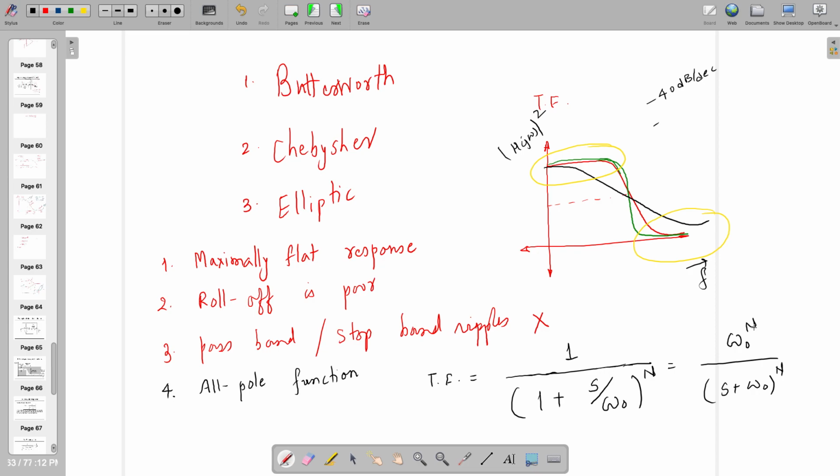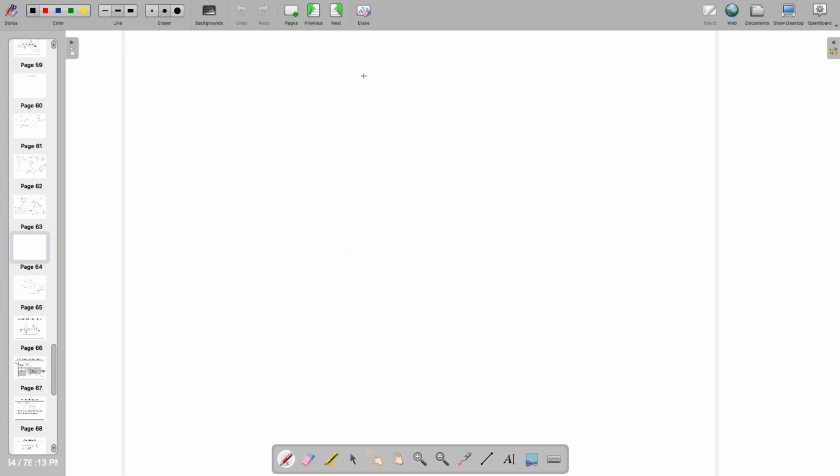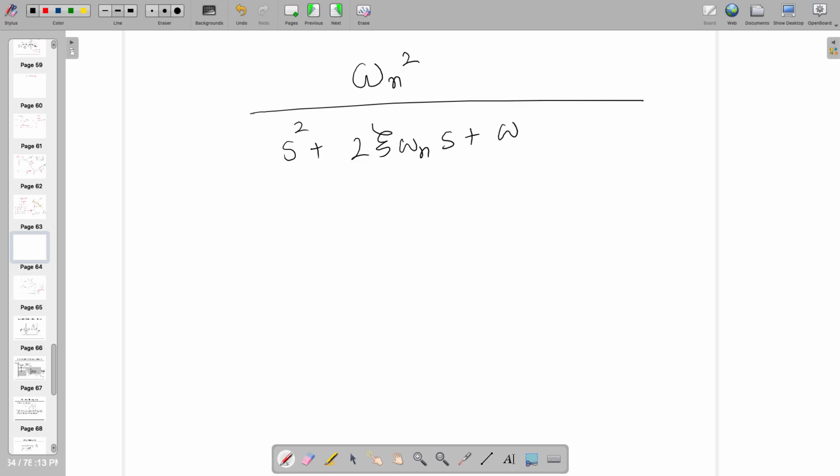maybe you have studied in control theory. Those who are studying control theory, and if you are going to study next year, then you are going to see the same transfer function in control theory, like this one. If it is omega n square over s square plus 2 zeta omega n s plus omega n square, this is a second order transfer function where you are going to divide by omega n square. So this is also an all pole transfer function, may not be Butterworth.